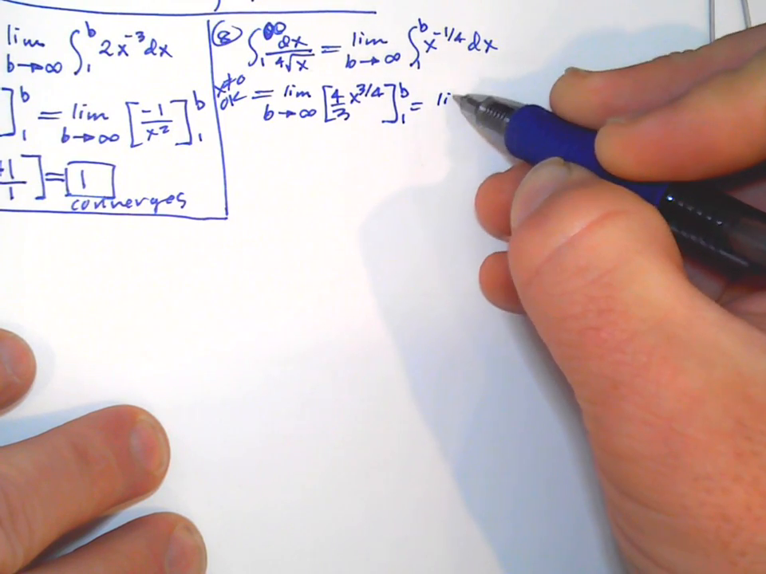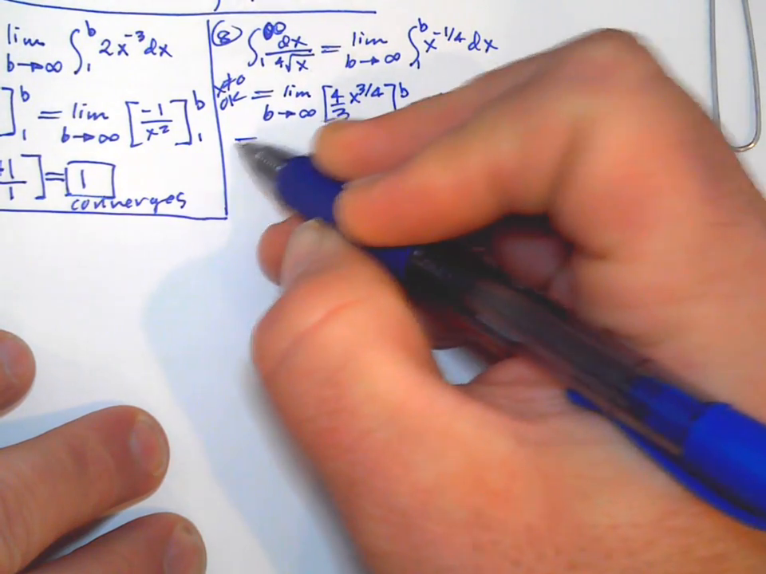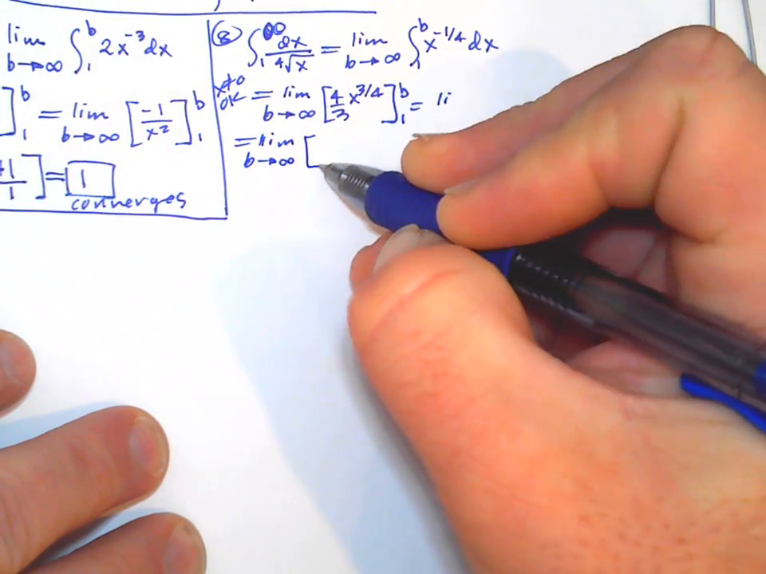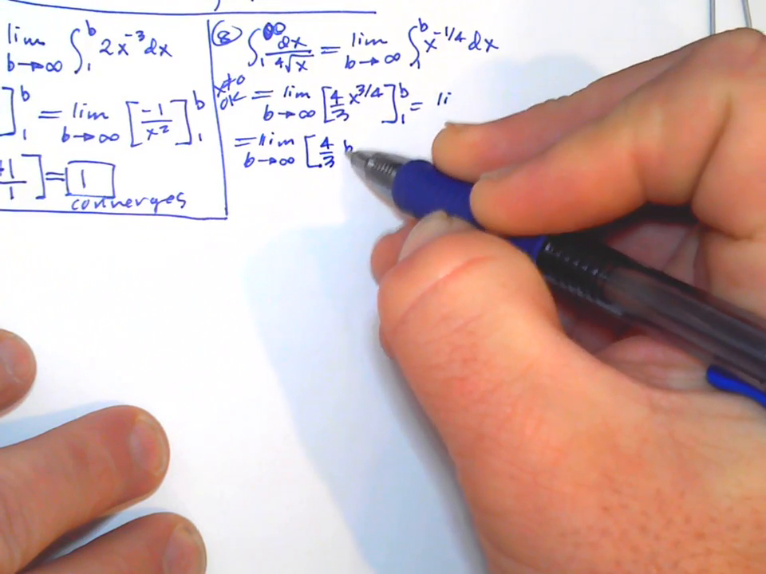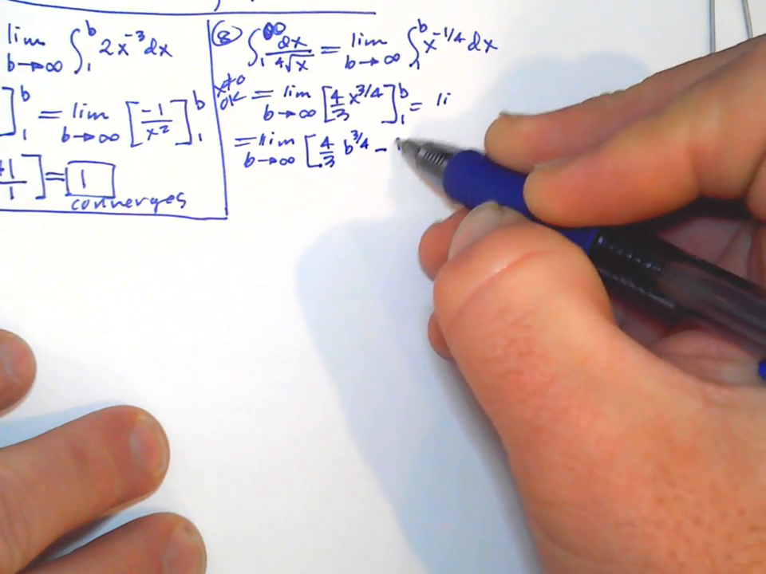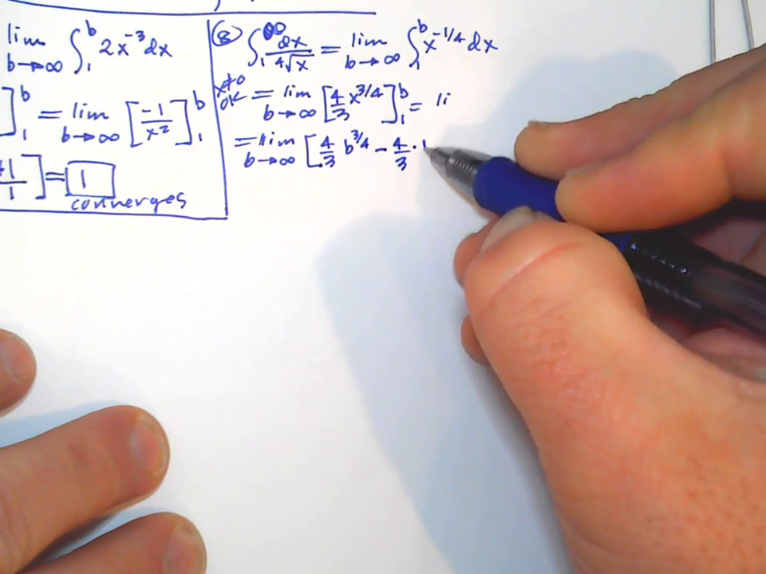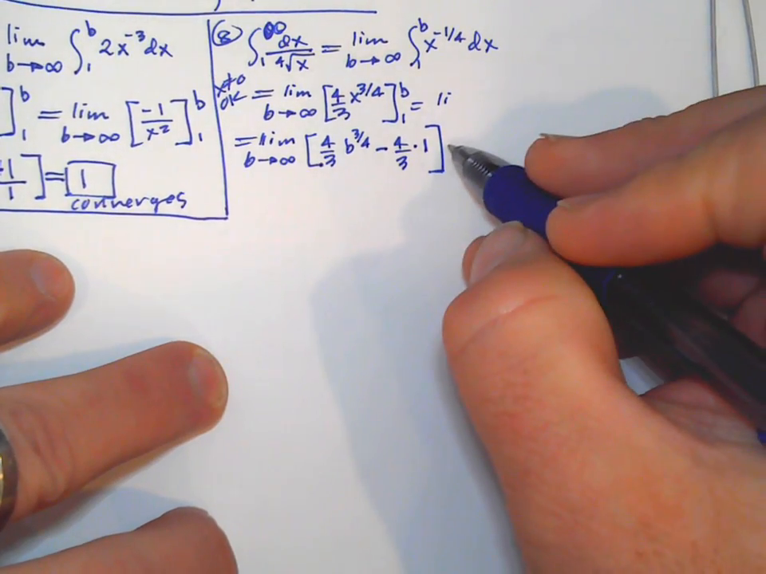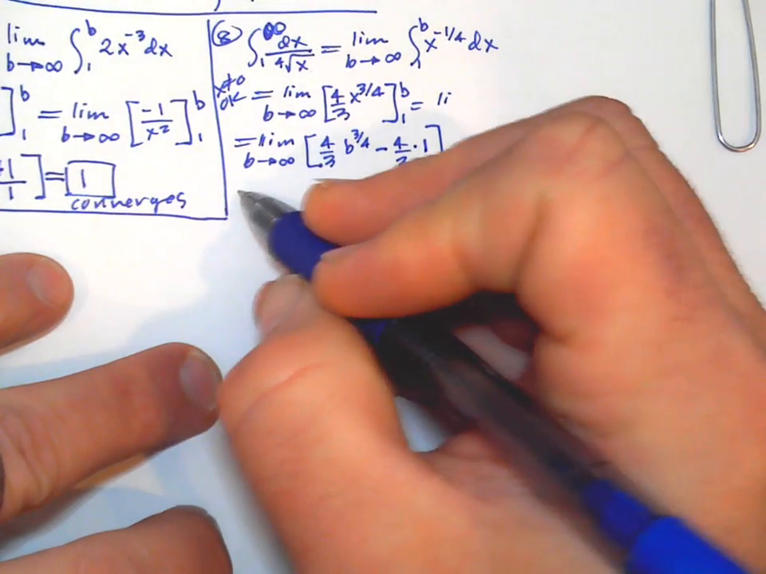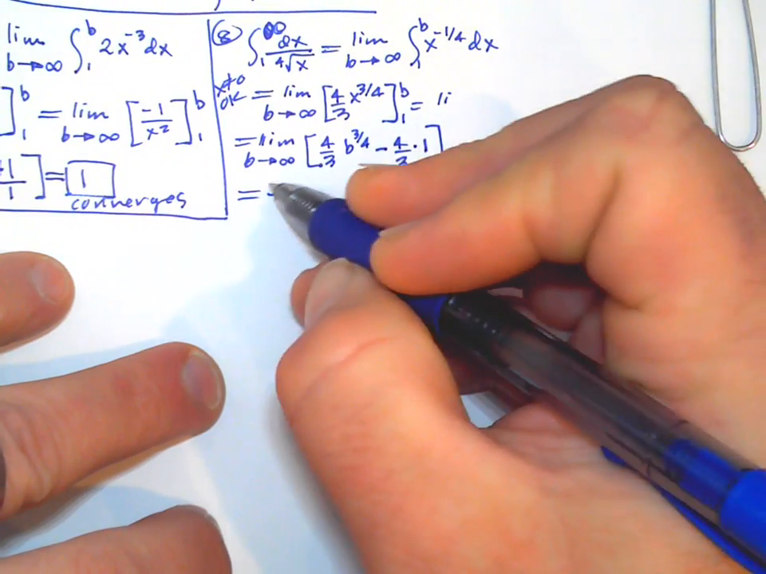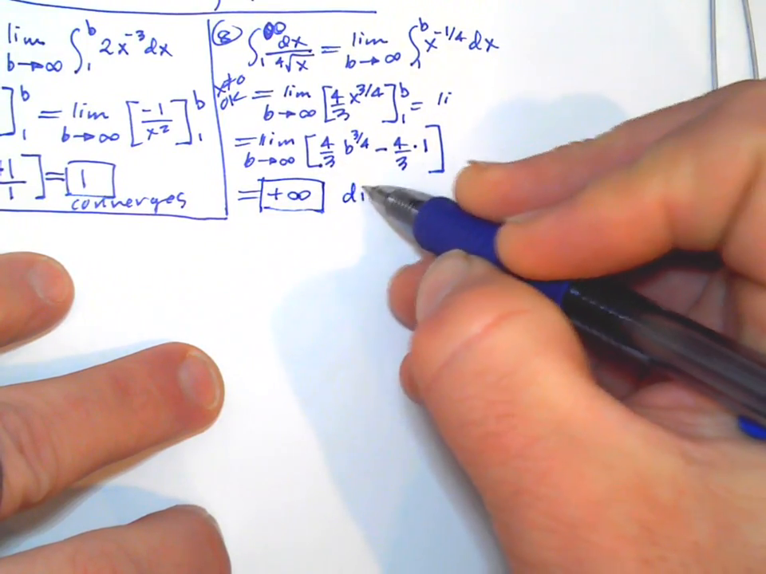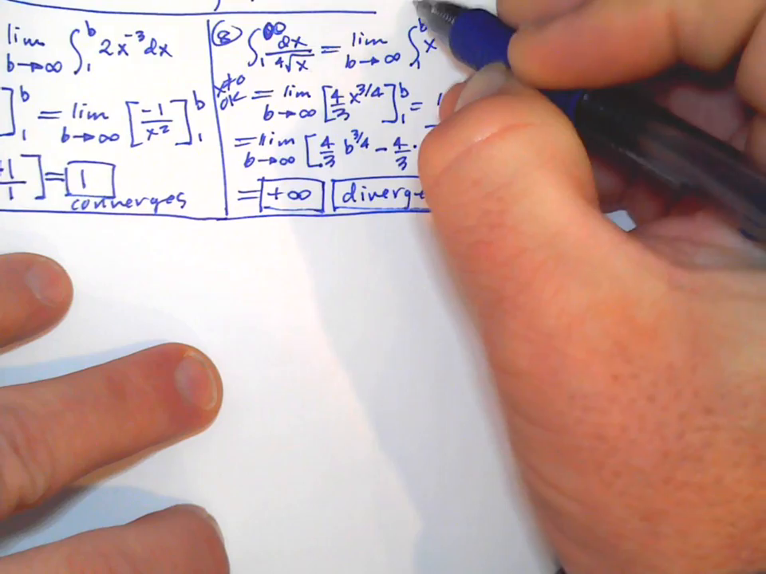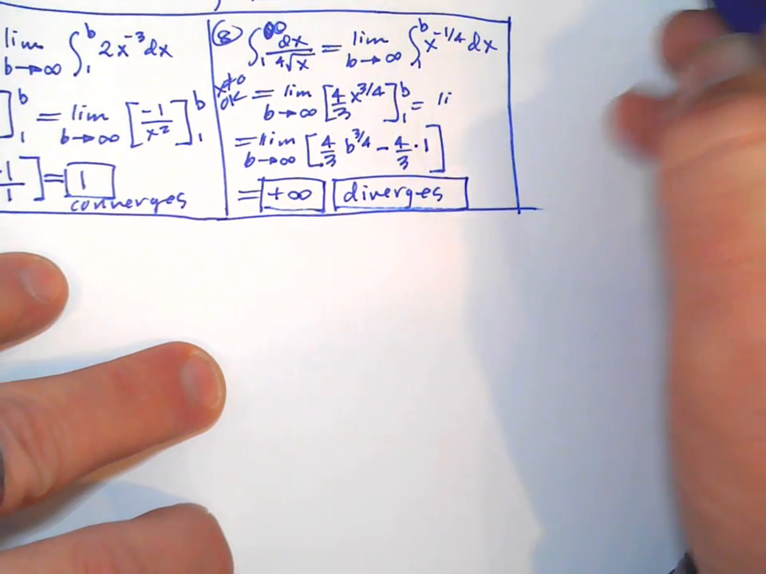So that's going to be the limit as b goes to infinity of, I'm going to plug limits in, 4/3 b to the 3/4 minus 4/3 times 1 to the 3/4, which is going to be 1. Now, if you plug infinity in here, it is going to go to positive infinity. Now, that is technically not the answer. The technical answer is diverges. But I do want you to write positive infinity.